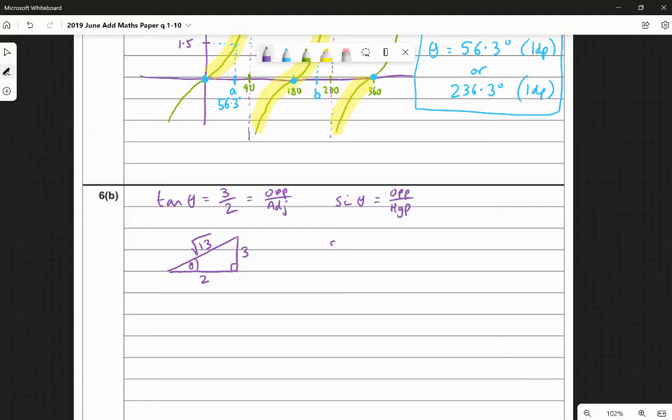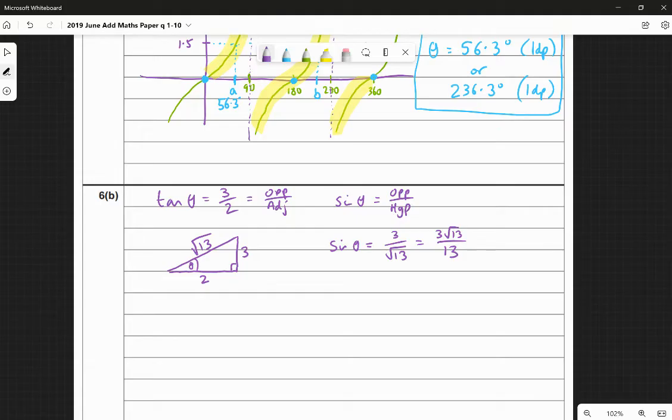So I know that sine theta will equal 3 over the square root of 13. Or if you don't like having a surd in your denominator, then you rationalize the denominator of that fraction: multiply top and bottom by root 13, and you get 3 root 13 over 13. Now that is one solution.